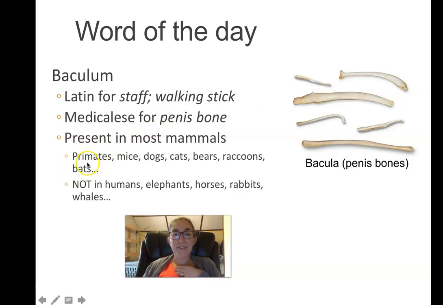Humans do not. Many of these animals that have penis bones are small, like mice and cats and dogs and raccoons and bats, but then bears are very large. So it's not a size thing. It doesn't seem to be a genus or family thing either. I'm not sure why some animals have it and some don't.